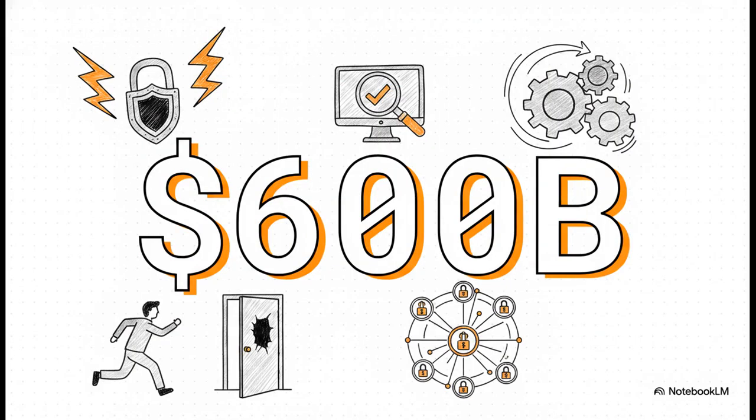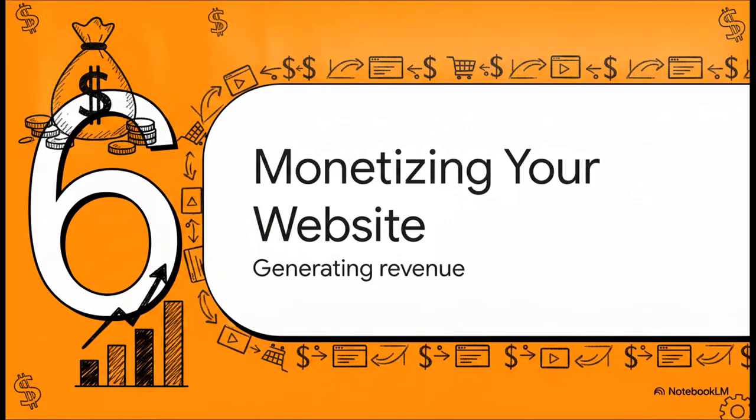Now check out this number, $600 billion. That is the sheer, terrifying scale of the estimated global cost of cybercrime in a single year. It's staggering, and it heavily underscores why you absolutely cannot ever compromise on software updates, secure passwords, and routine security audits. Your website is a prime target, and letting your maintenance slide is basically like leaving your front door wide open. Which brings us to Section 6, monetizing your website, generating revenue.